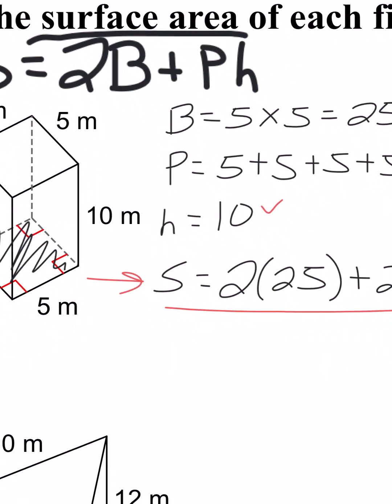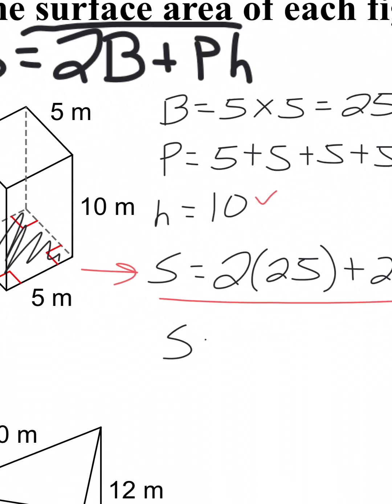And then what's the last thing we need to do? Add it all up. Solve it, right? What do we guys get for your answer? 450. That's what I probably messed up. Should get 250 what? Meters squared. Good. We did that right.